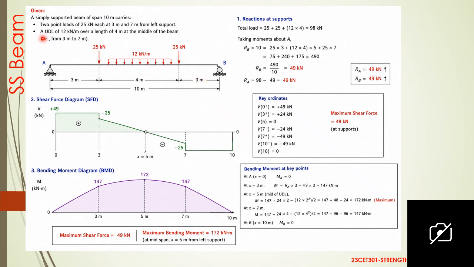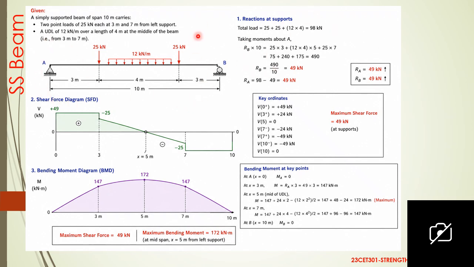So the next one is the UDL of 12 kN per meter of span 4 meter acting at the middle of the beam. That means the total is 10 meter, and this is the middle of the beam. Between the 2 point loads the UDL of 12 kN per meter is acting. For this case we are going to find the support reaction, shear force and bending moment. First we are going to find the support reaction.